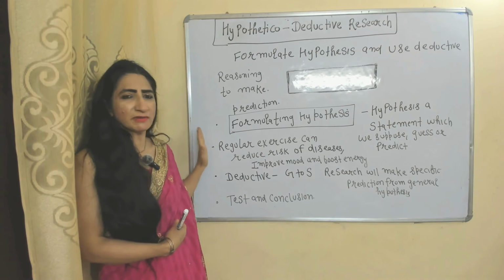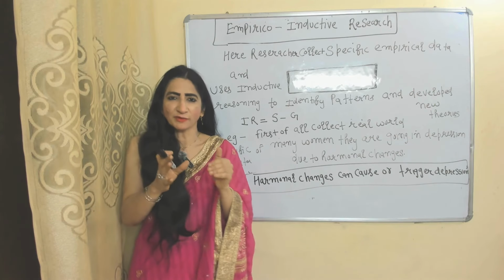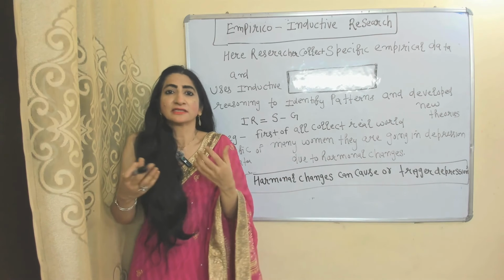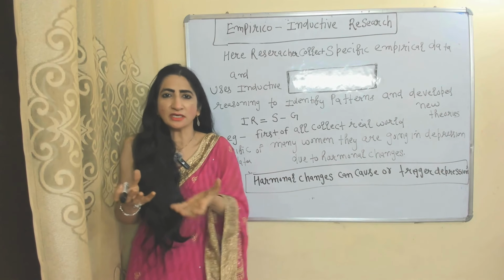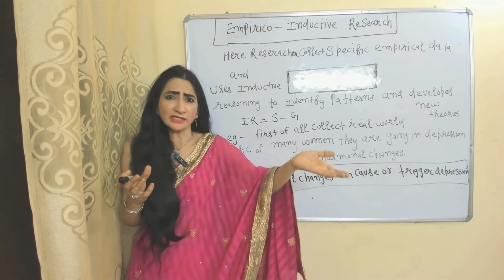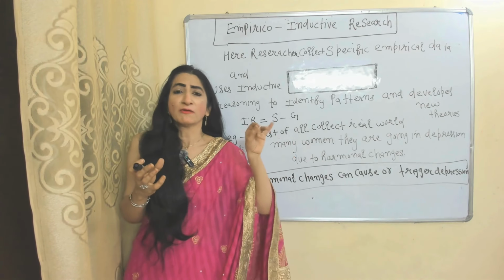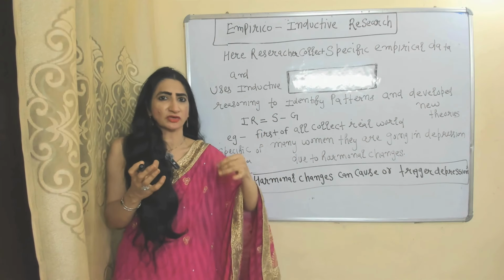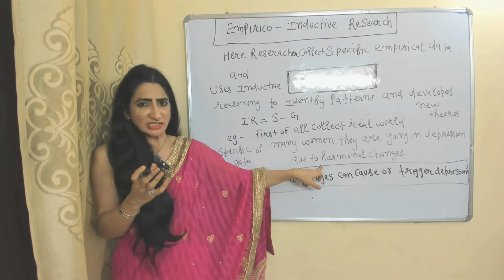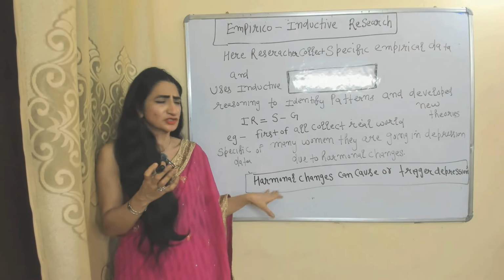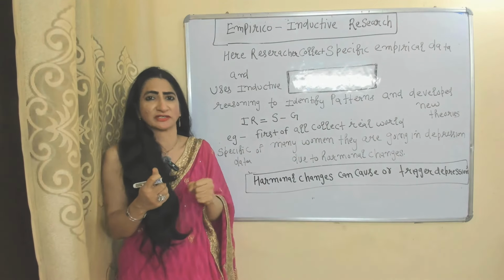Empirico-inductive research. We don't start empirico-inductive research by formulating hypotheses. Here, first of all, the researcher collects specific empirical real-world data, then uses inductive reasoning in order to understand patterns and formulate new theories. In inductive reasoning, we move from specific to general. For example, the researcher collects specific real-world data on women going into depression due to hormonal changes. Based on this specific data, the researcher comes to the general conclusion: hormonal changes can cause or trigger depression.